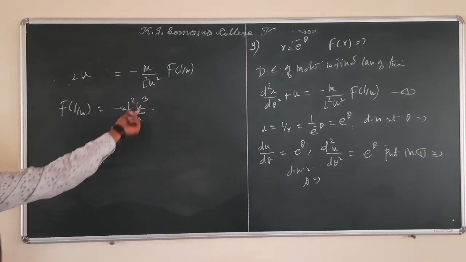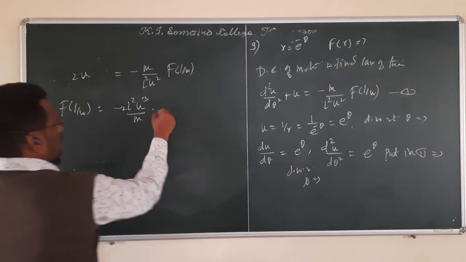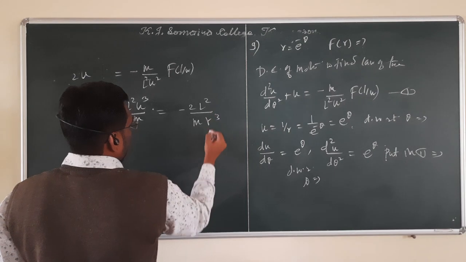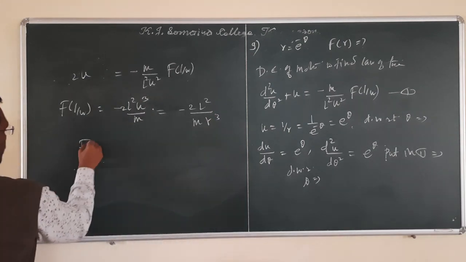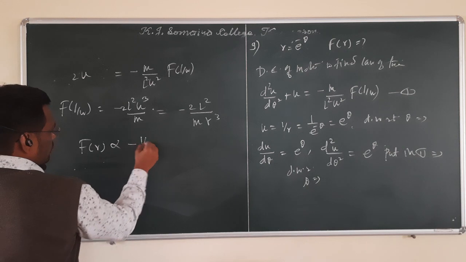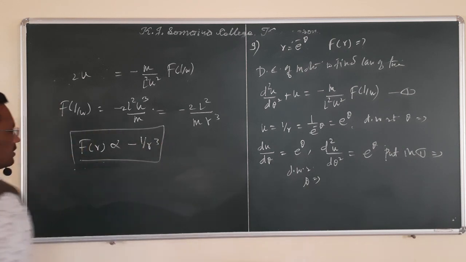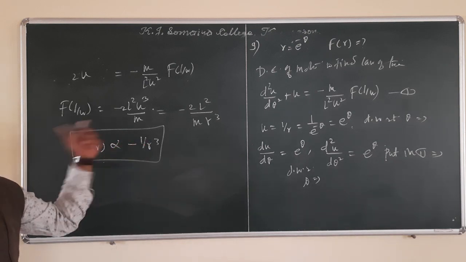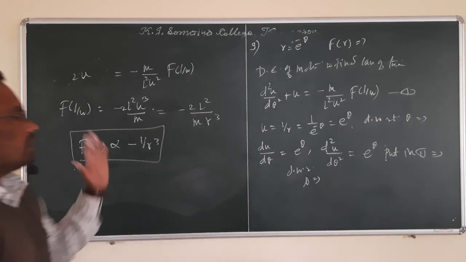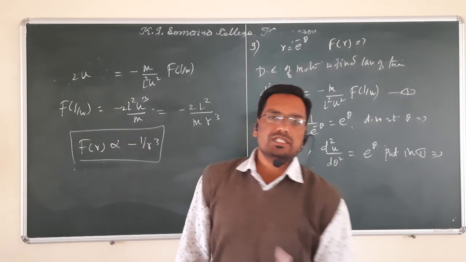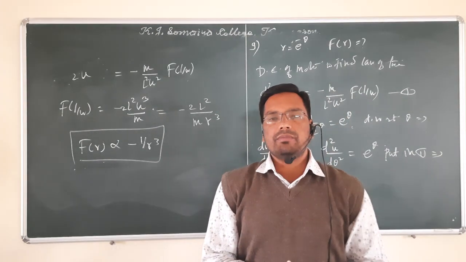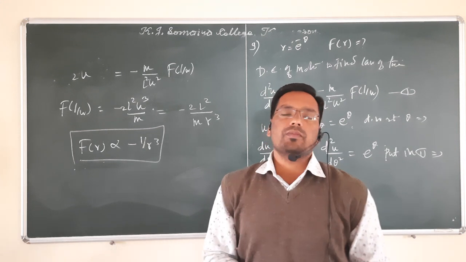So if you put value of u as 1 over r, you will get minus 2 times l square over m, and here we will get r cube. So f of r is proportional to minus 1 over r cube. So this is the required result. So law of force is attractive, and which is given as 1 over r raised to cube. So with this, our chapter number 2 and its problems are over. In our next lecture we will be taking chapter number 3.